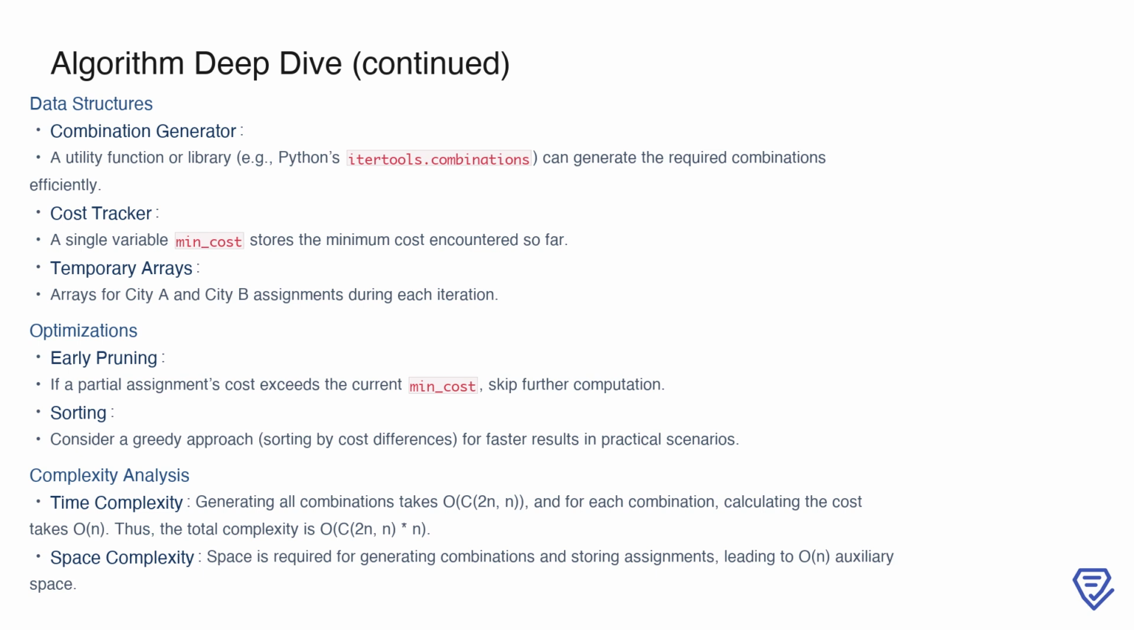In terms of complexity, generating all combinations takes O(C(2n, n)) and calculating the cost for each combination takes O(n), resulting in an overall time complexity of O(C(2n, n) * n). The space complexity is O(n), primarily for storing combinations in temporary assignments.